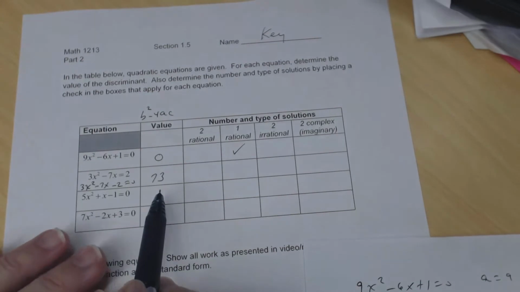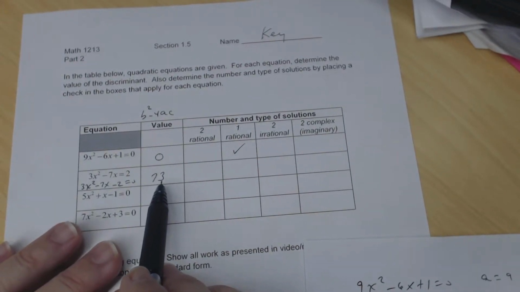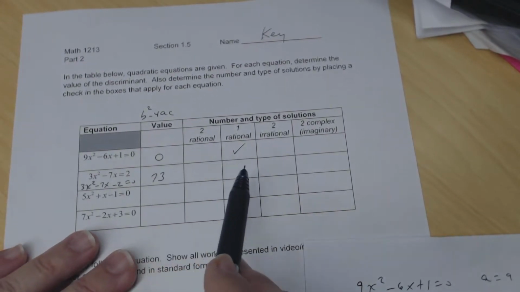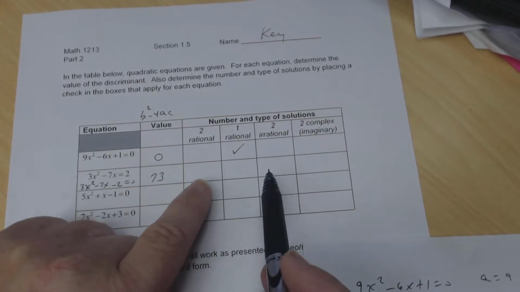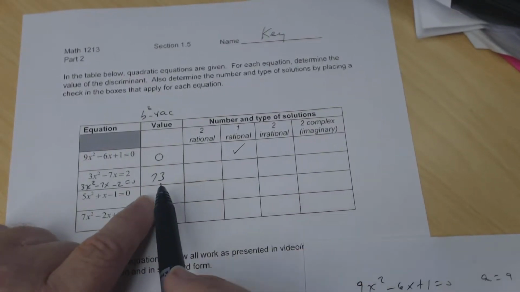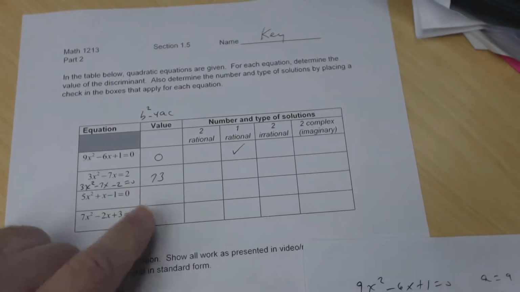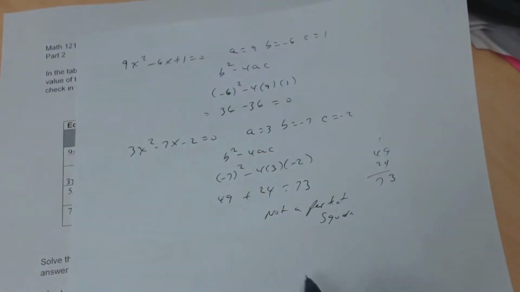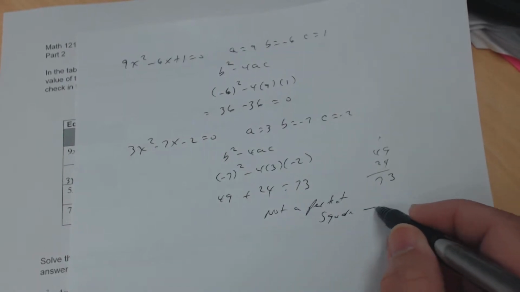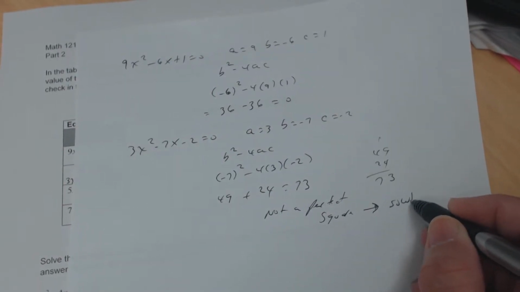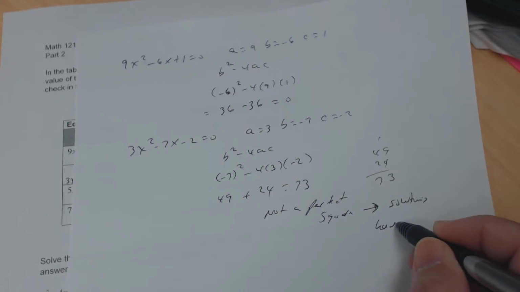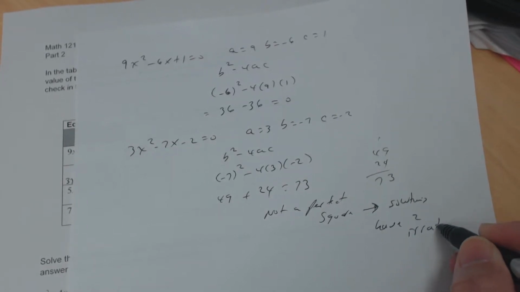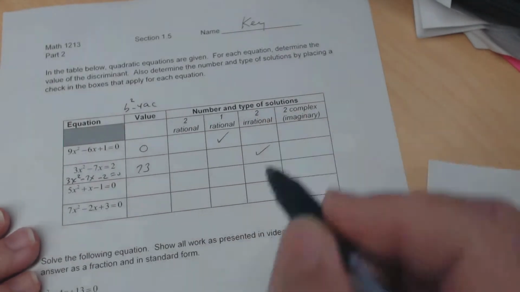So my discriminant is 73. Now remember, if your discriminant is a positive number, your solution is going to be real. And there can be two of them, so you have to determine whether it's rational or irrational. Well, 73 is not a perfect square, so you're going to have two irrational solutions. So you check this one off.